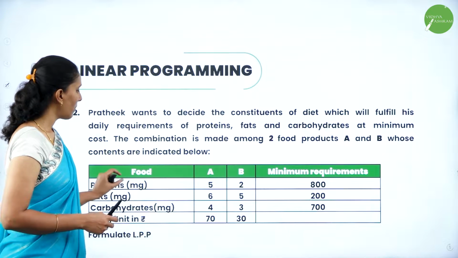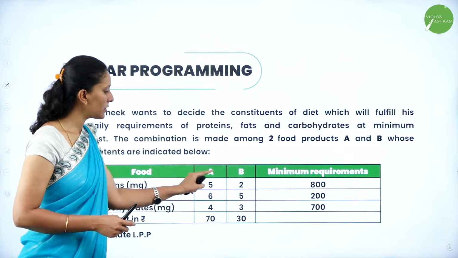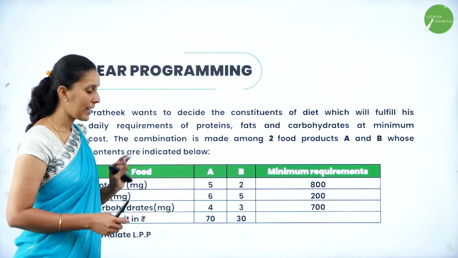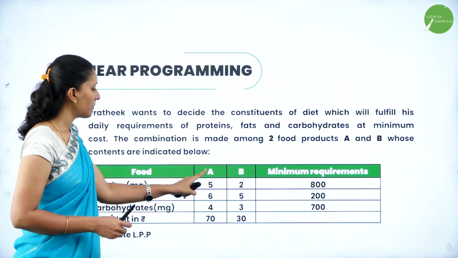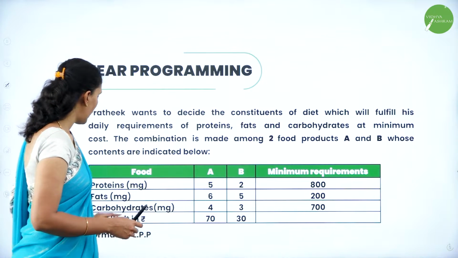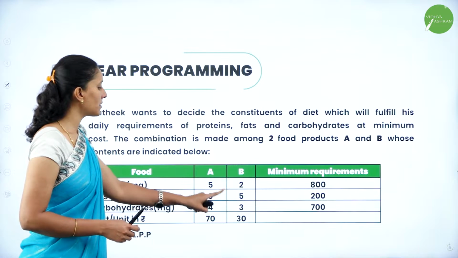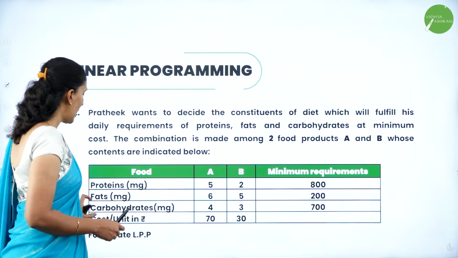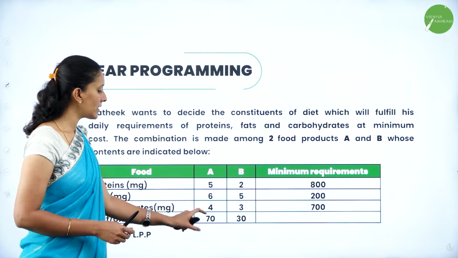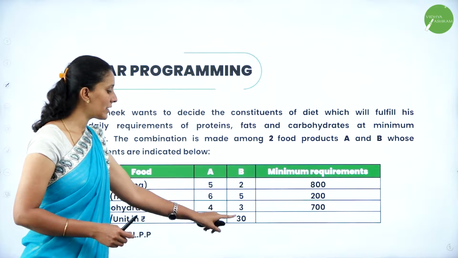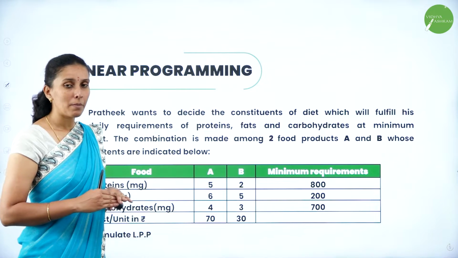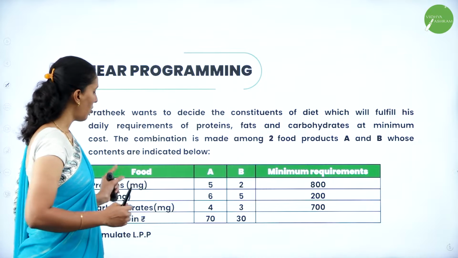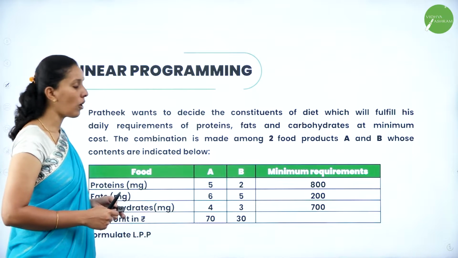The minimum requirement of proteins is 5 times A plus 2 times B, and it is 800. Fat is 6 times A plus 5 times B, 200. Carbohydrates is 4 times A plus 3 times B, 700. And the cost per unit of product A is given, that is 70, and B is 30. So with the minimum cost, he needs to get all this protein, fats and carbohydrates.